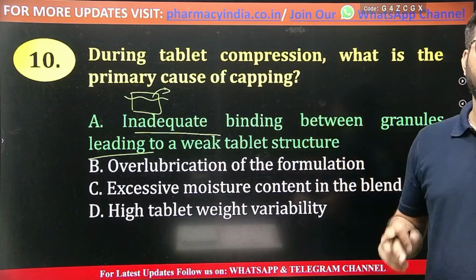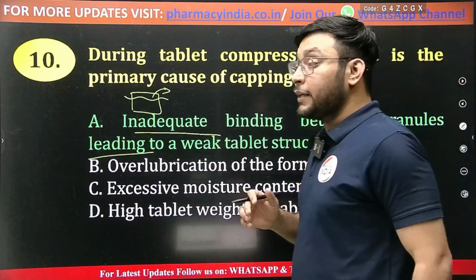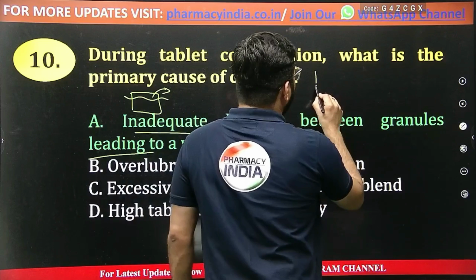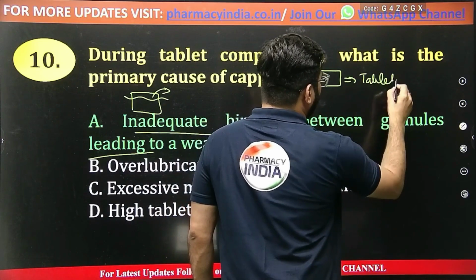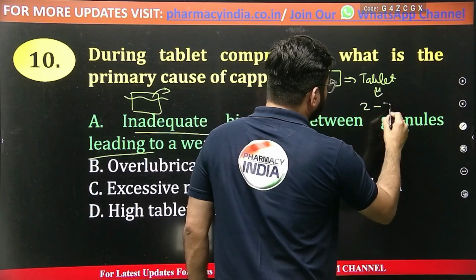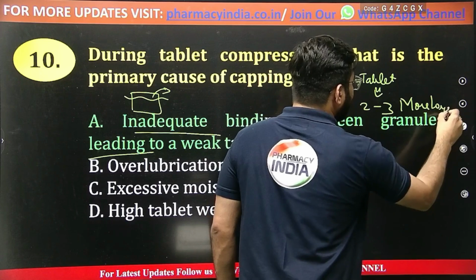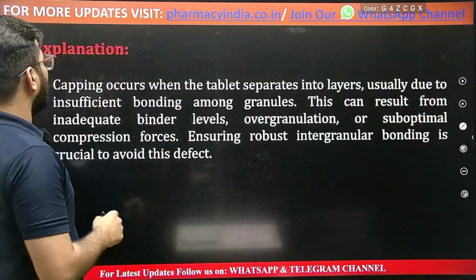That is capping. And there is one more very important defect, that is lamination. What do you understand by lamination? In lamination, the tablet will divide into 2 to 3 or more layers. That is lamination. Okay. Now, moving on to the next question.